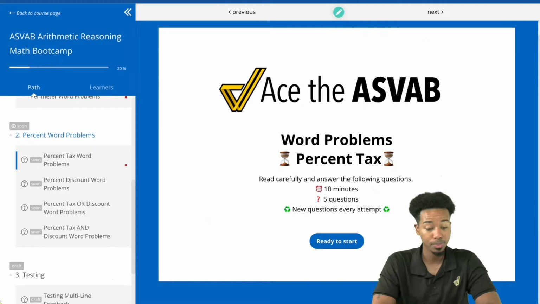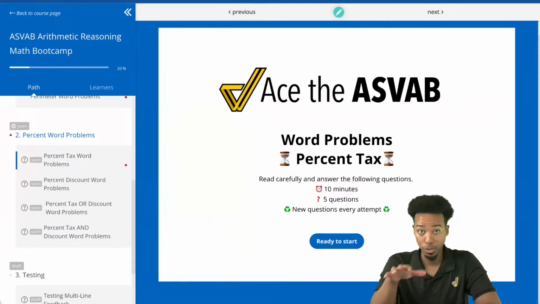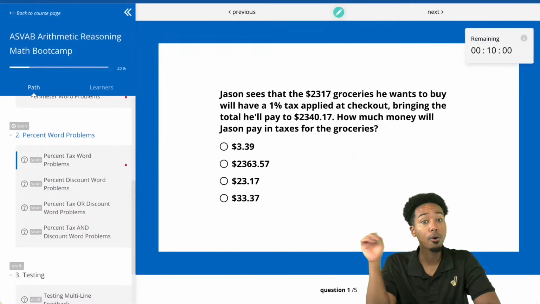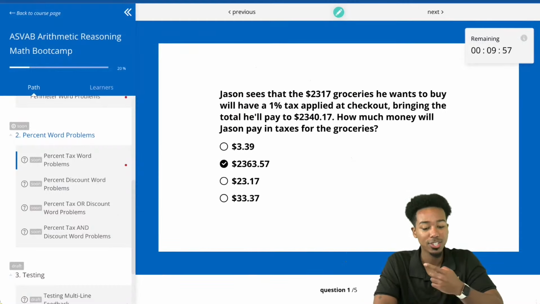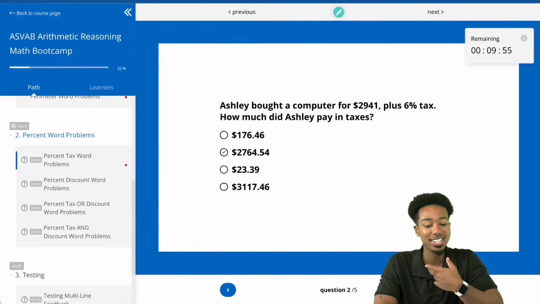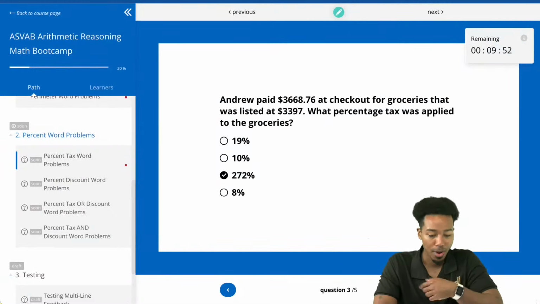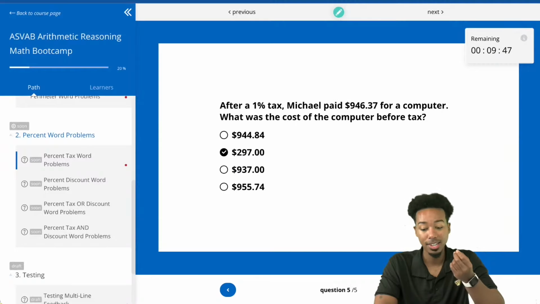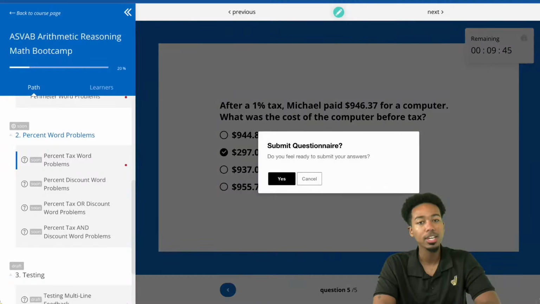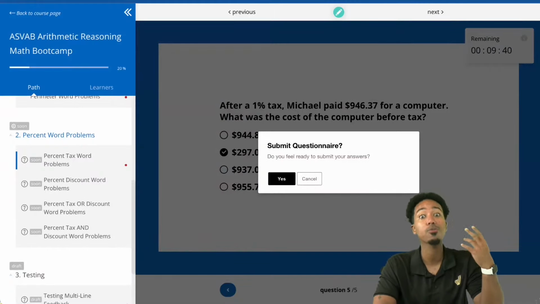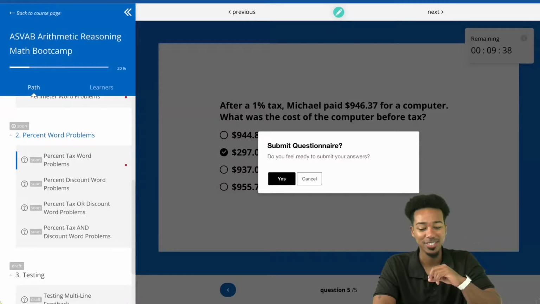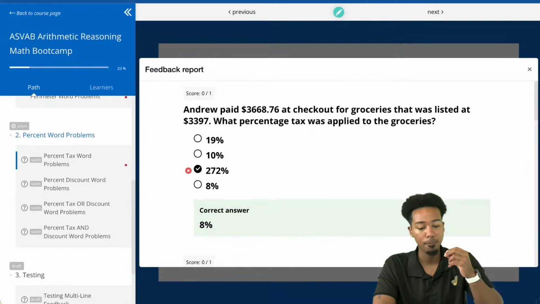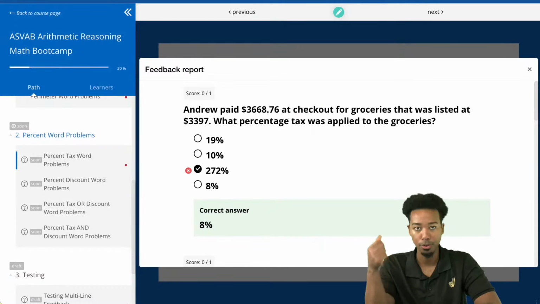This here, I was showing you that this week, you're going to have speed drills for percent tax and discount problems, just like this, where every time you reset it, you get brand new questions every single time. And it helps you practice. You get 10 minutes to do 5 questions. You can start off by just trying to make sure you get 1 right, and then try again to get 2 or 3 or 4 right, because they're going to be brand new questions every single time. And just like I promised, you're going to have feedback every single time as well, where it shows you the correct answer.